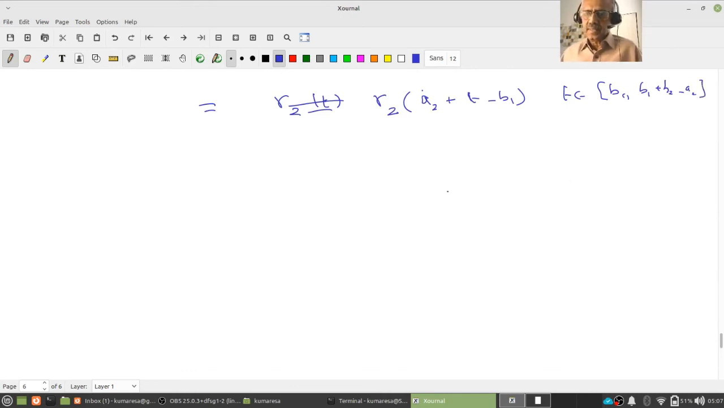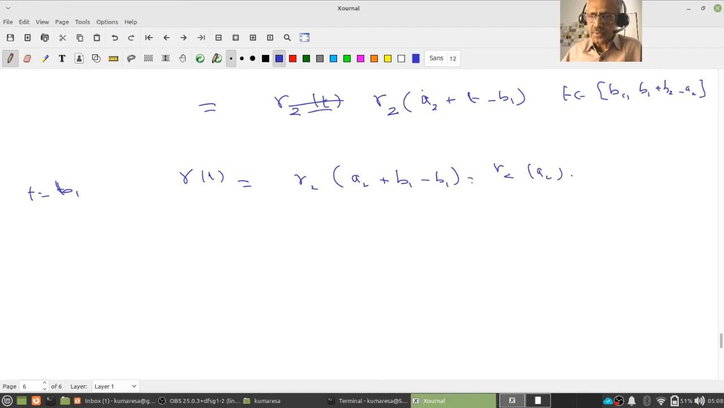Yes, so what I am looking at is gamma at t equal to b1. That is the same as gamma 2 at a2 plus b1 minus b1, which is gamma 2 of a2, which is gamma 1 of b1 by assumption. This is by hypothesis. Okay, this proves continuity. Do all of you understand?